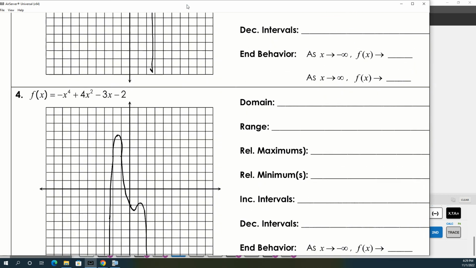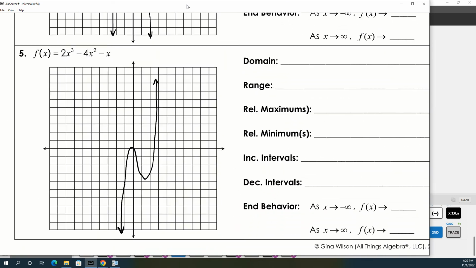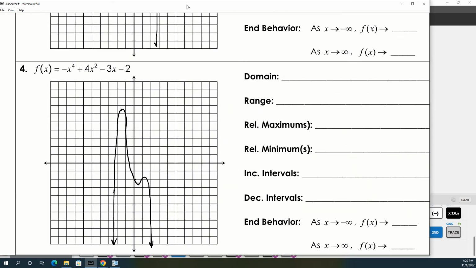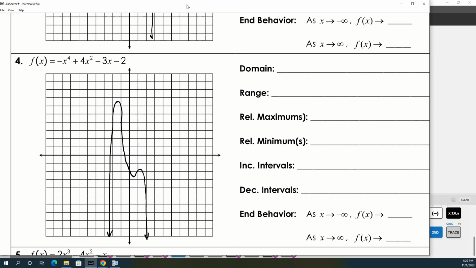Okay, so I want you guys to try a couple on your own, finding the relative max and the relative mins and the domain and range on number 4 and 5.